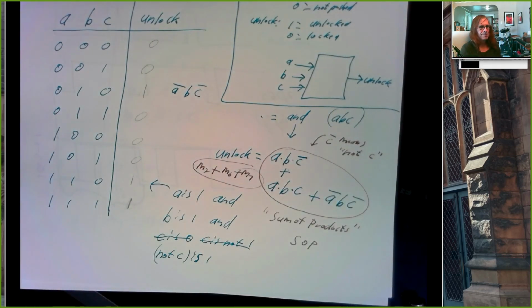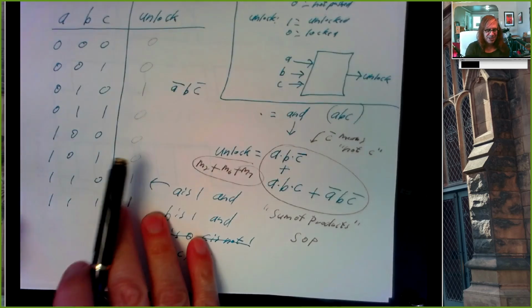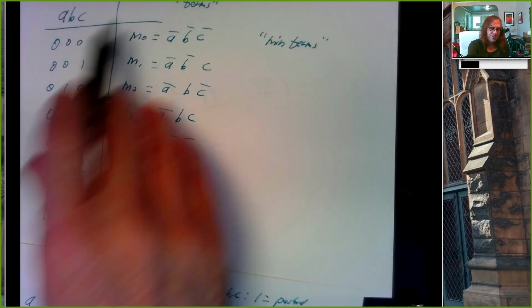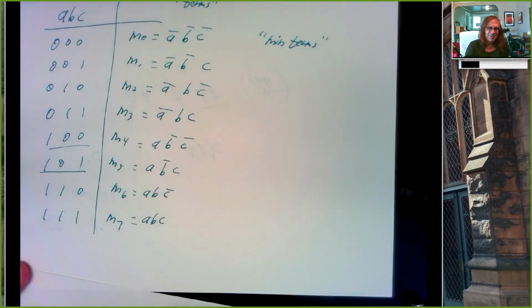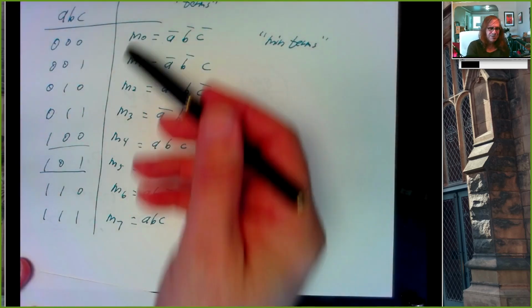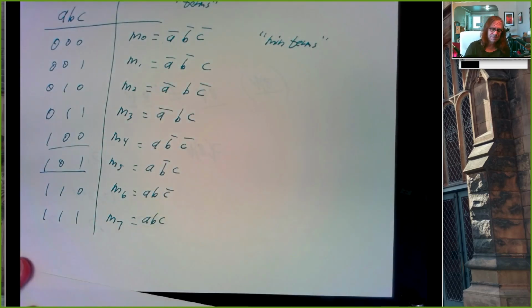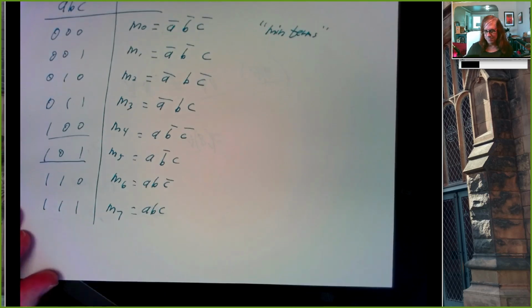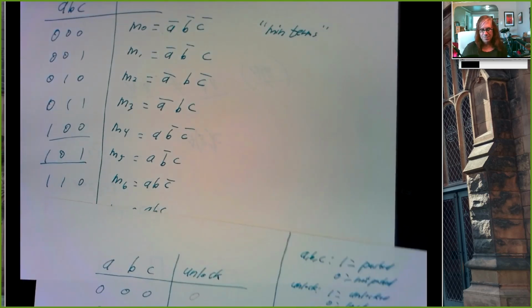Is that the same if, say, there are 4 variables, or is it different? It's exactly the same thing for 4 variables, except we would have 4 inputs, so we would have 16 combinations, and we'd have M0 through M15. But exactly the same concept. Okay, that makes sense.